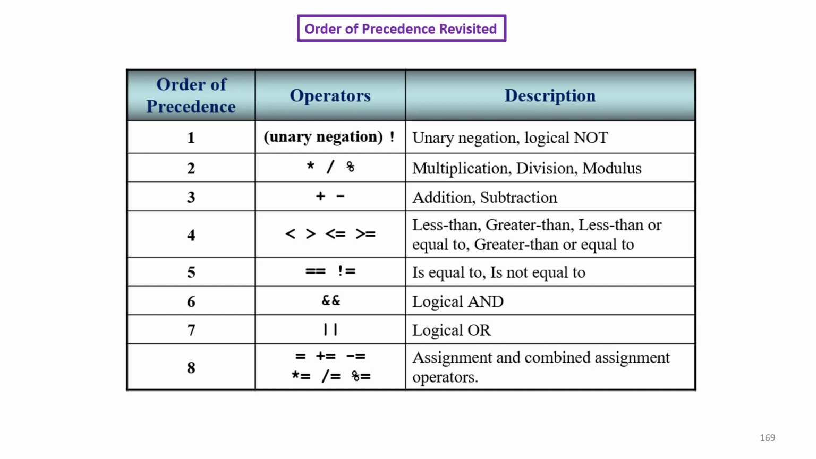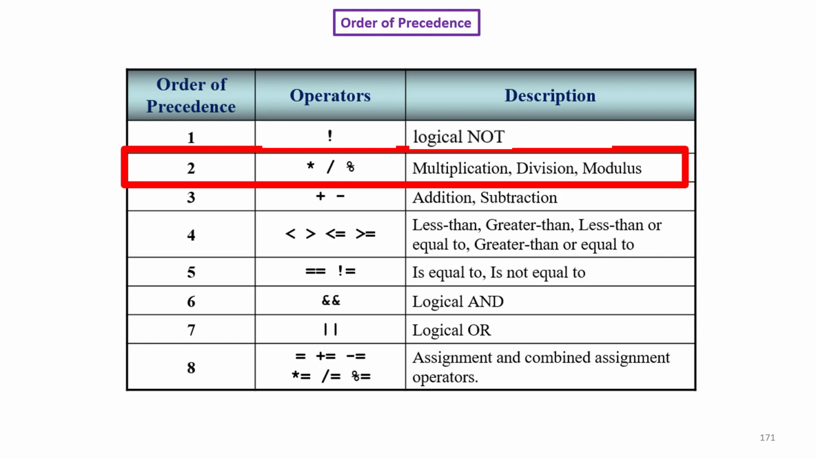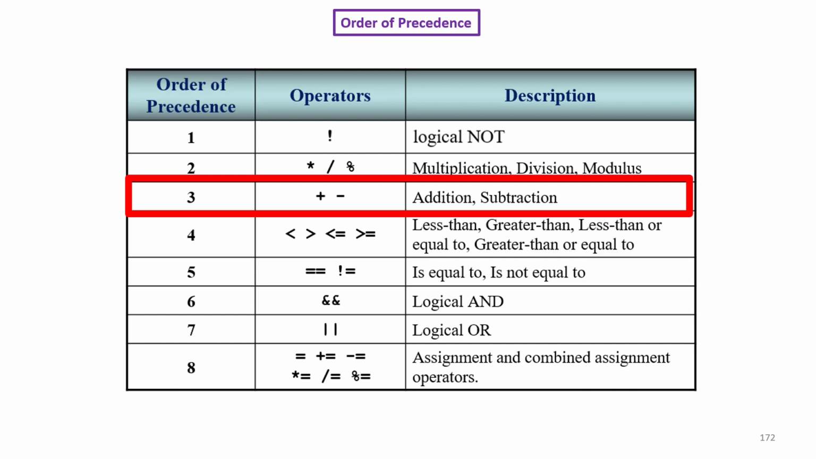Okay, now let's revisit order of precedence and incorporate the logical operators we just looked at. Incorporate those into the operators we examined previously. The exclamation mark, used as a unary operator representing the logical not, now has the highest order of precedence among all the operators, followed by multiplication, division, and modulus, all equivalent, then addition and subtraction, both the same level.